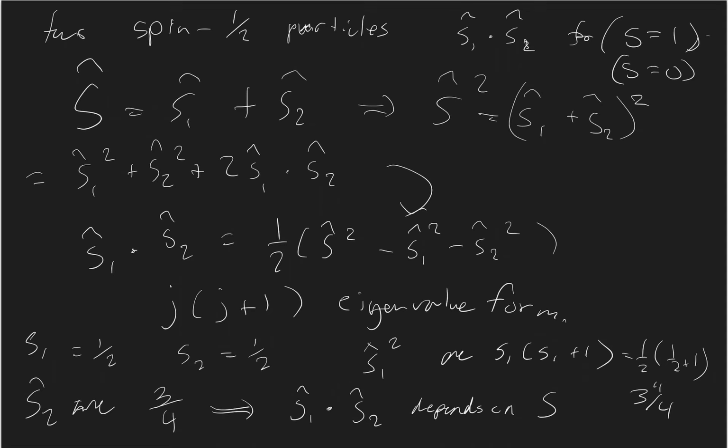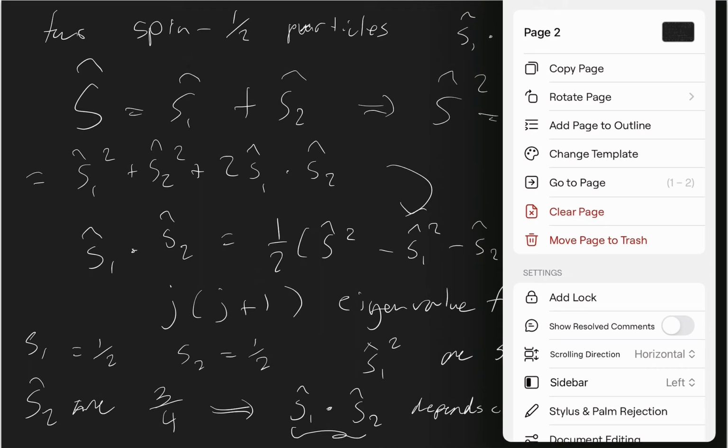So it depends on whether we're in a triplet state or in a singlet state. And really you can think about this as a scalar product operator. Yeah, it's a dot product, but not really. It's a scalar product operator that depends on the total spin. Sorry. Okay, so let's look at the triplet state.